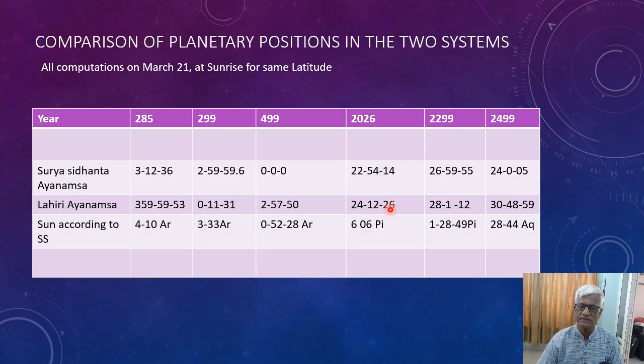There is a difference between the two Ayanamsas because of calculation methods. And after 1800 years, it is reaching 28 degrees, and then going on further 200 years to 30 degrees 48 or 49 minutes nearly. So here you can see that the computation methodologies differ between the two schools of Ayanamsa.